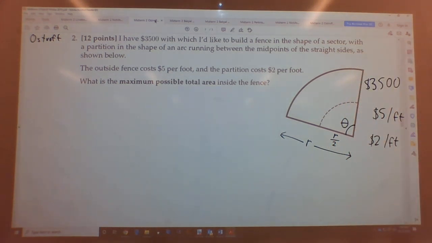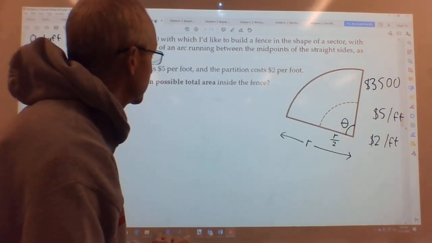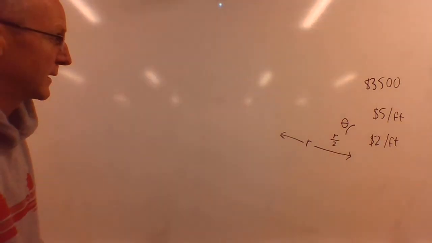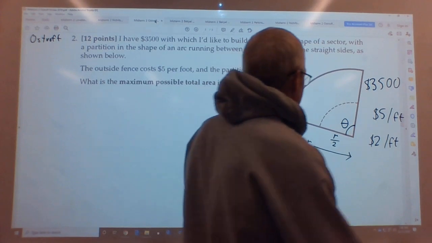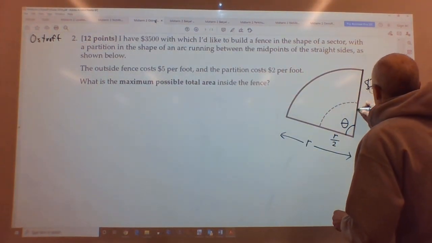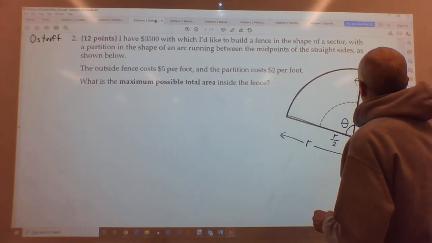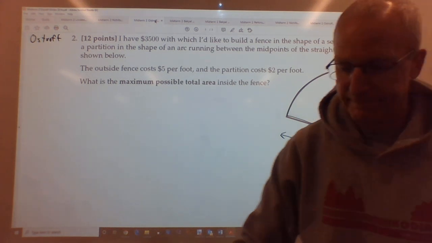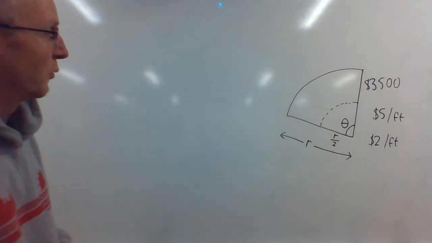And now let's start writing some things down and hope that something works out. I don't think we need this anymore. I want the maximum possible area. Oh wait, I should outline my sector. That would be good. So here's our sector, and the dashed one here. All right. There we go. So what can we say?